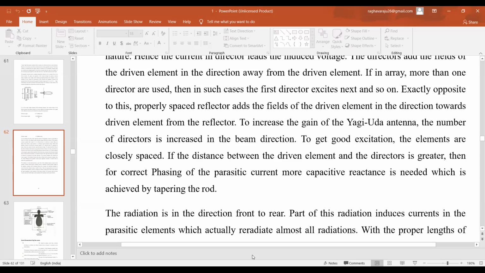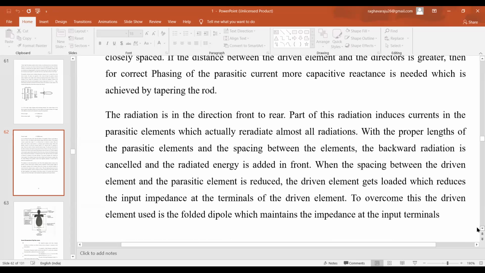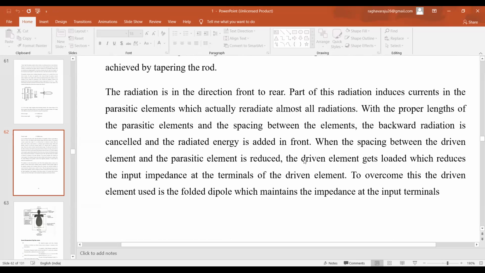The elements are closely spaced if the distance between the driven element and the directors is small, to get the correct phase of the particular parasitic element and more than capacitive reactance, to achieve this proper tapering. So the radiation is in the particular direction. This is a very important condition you have to understand. So the radiation is in the direction front to rear.